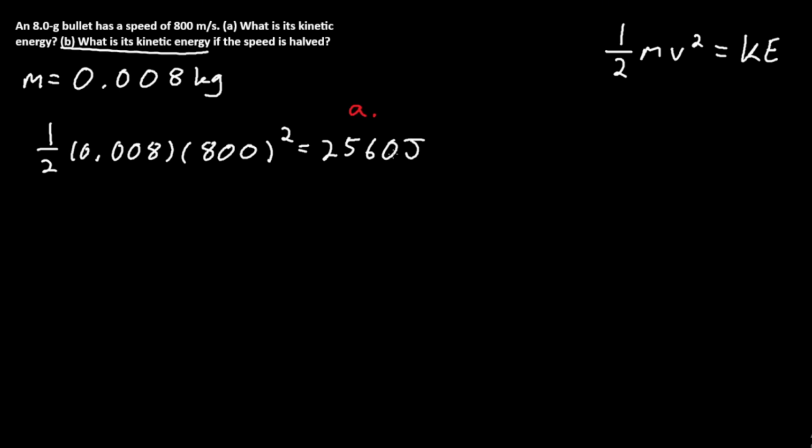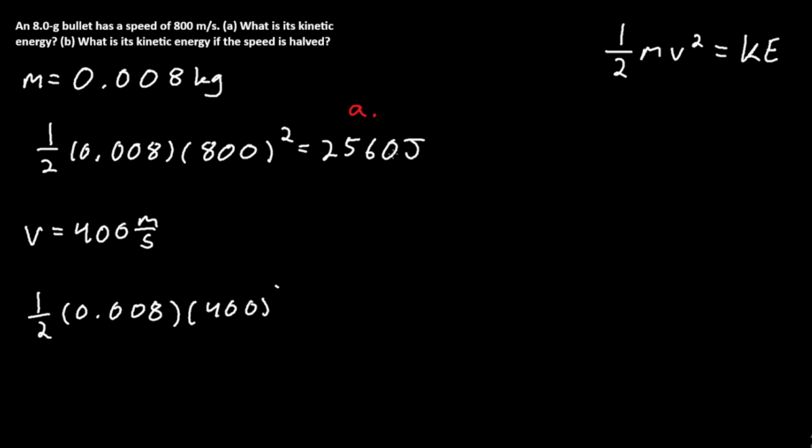Okay, what is the kinetic energy if the speed is halved? So if the speed became 400 meters per second, since that is 1/2 of 800, let's just calculate that. Mass stays the same, still 8 grams, or 0.008 kilos. Let's calculate with half the velocity, not calculate the mass. So what happens is your kinetic energy exponentially goes down.